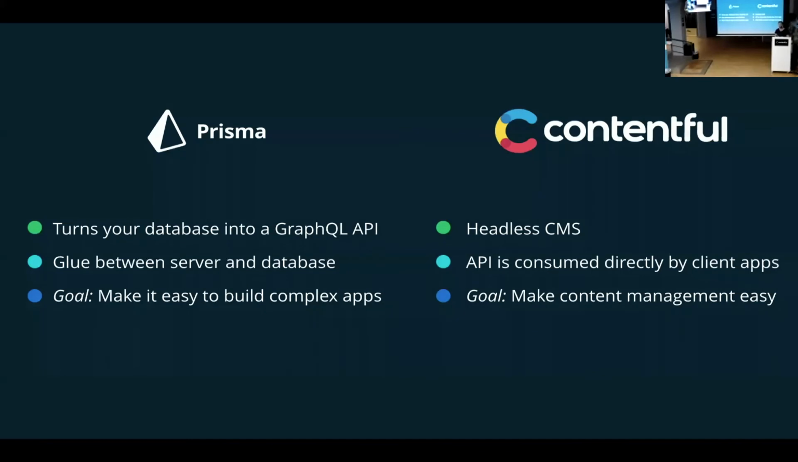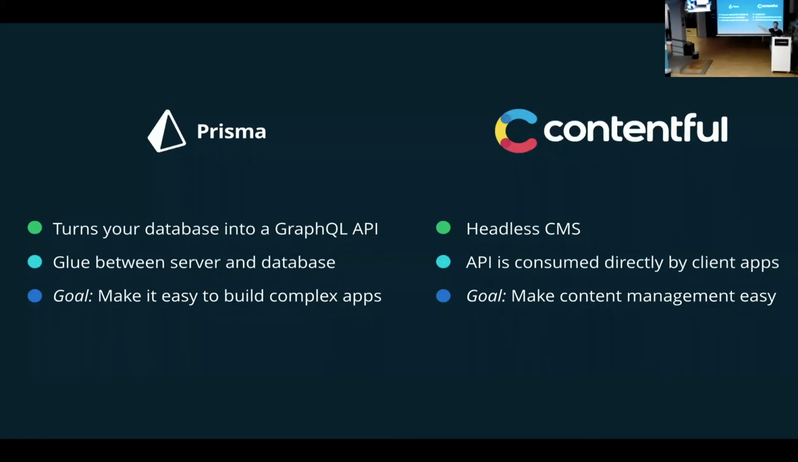And the goal of Prisma really is for you to make it easy to build complex applications. And then on the other hand, we have Contentful, which is a headless content management system where the API that is exposed is directly consumed by the client applications. So here's a big difference between Prisma and Contentful. Prisma also provides you with an automatically generated GraphQL API for your database.